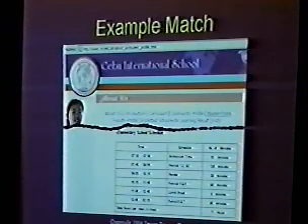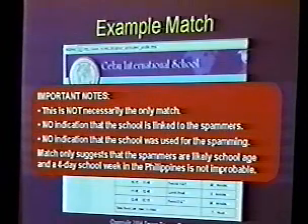Here's one example. The Cebu International School, located in Cebu City, the Philippines, offers a 4-day school week, although they don't say which 4 days. Depending on your grade level, you will have lunch sometime during the 11 o'clock hour, and regardless of your grade level, you'll be out of school by 3 o'clock in the afternoon. Now, it's important to note that this is not necessarily the only match. There is no indication that this school is linked to the spammers or that this school has been used for spamming. Do not attack the school. What this match suggests is that the hypothesis that the spammers are likely school age and attend a 4-day school week in the Philippines is not improbable.